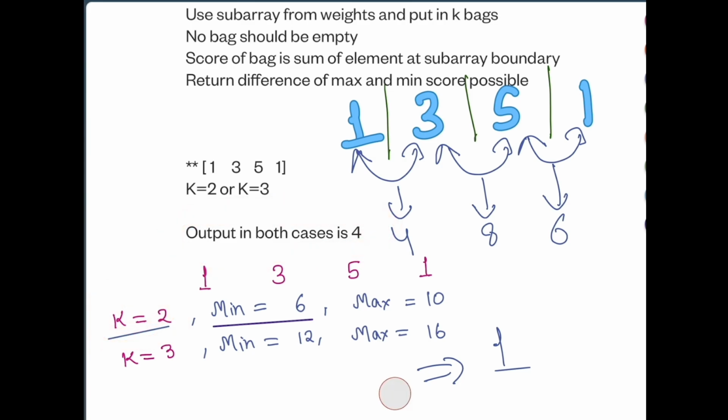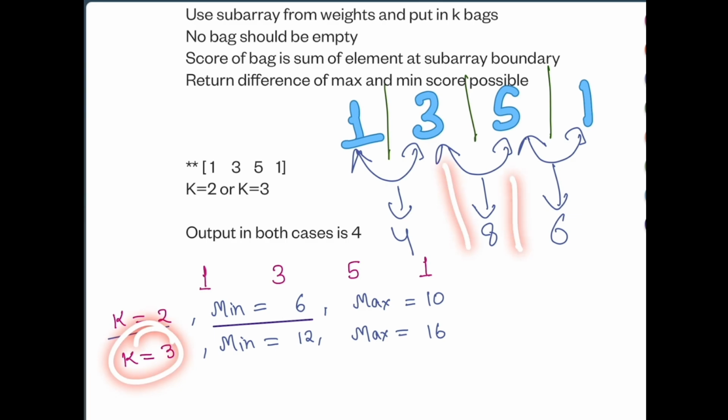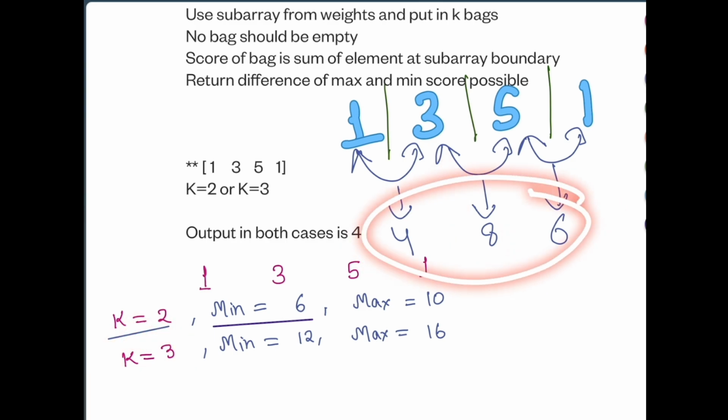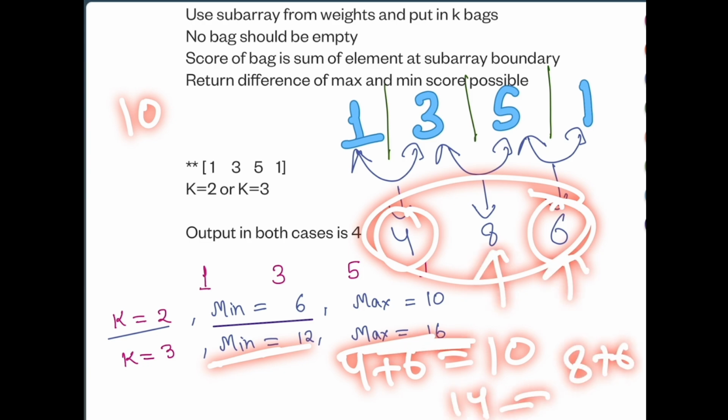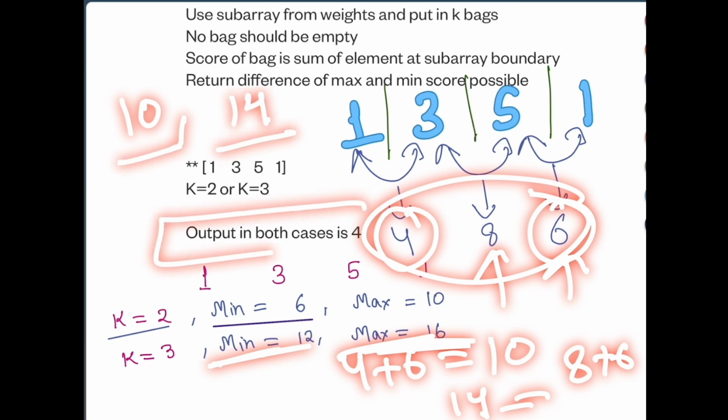Again, let's do the same thing for k equal to 3. If k is equal to 3, I need 2 separation points, right? So I need 2 data from my separation point data. So I will take 2 data from this. What are the 2 minimum data? 4 and 6, right? 4 plus 6 will be equal to 10. So I have one data as 10. Now what are the 2 possible maximum data? 8 and 6. So 8 plus 6, this is equal to 14, right? So I have another value as 14, and the difference is 4, and the output is 4.